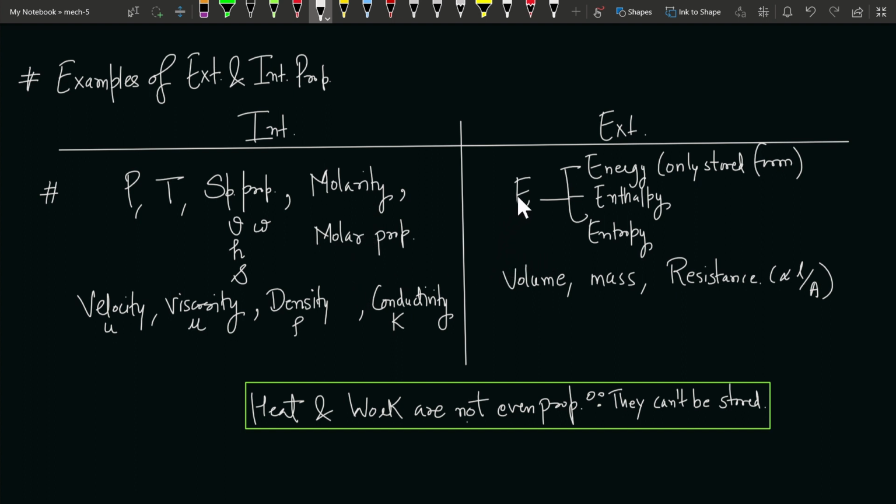And one more thing here, if you talk about energy, in energy we have two forms of energy: the stored form of energy, and the transit form of energy. So the stored form of energy depends on mass, right? And the transit form of energy, that is heat and work, they are not properties at all. And if you talk about resistance, resistance depends on length and area of cross section. Therefore we can say that it is an extensive property. And there are other examples: velocity, viscosity, density, conductivity are intensive properties, and volume, mass, resistance are extensive properties. These are the examples that you could understand.